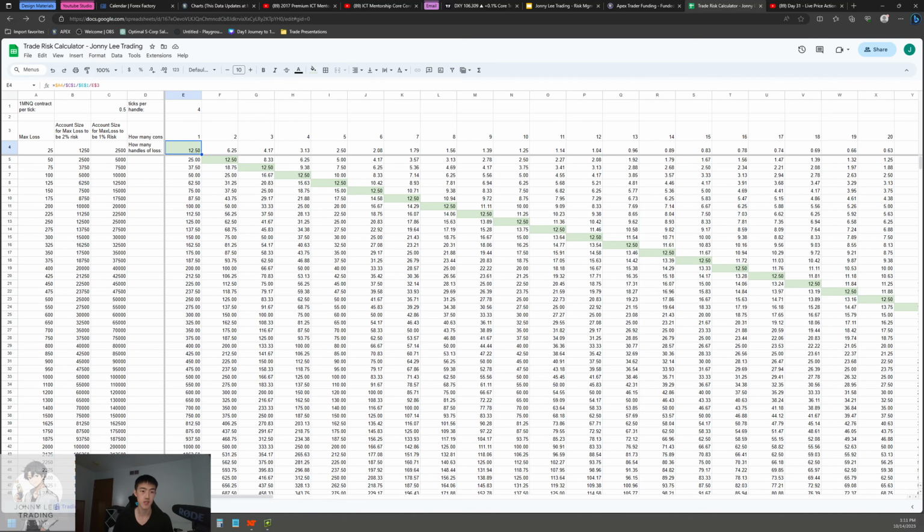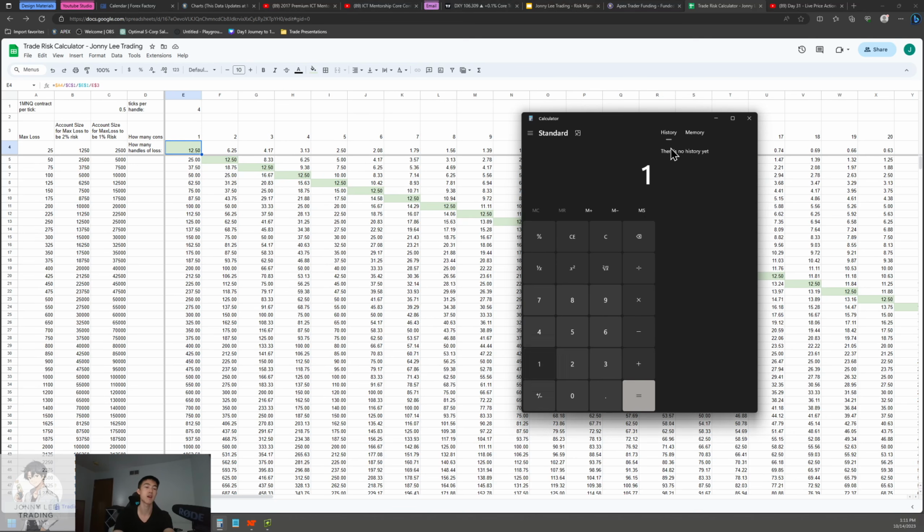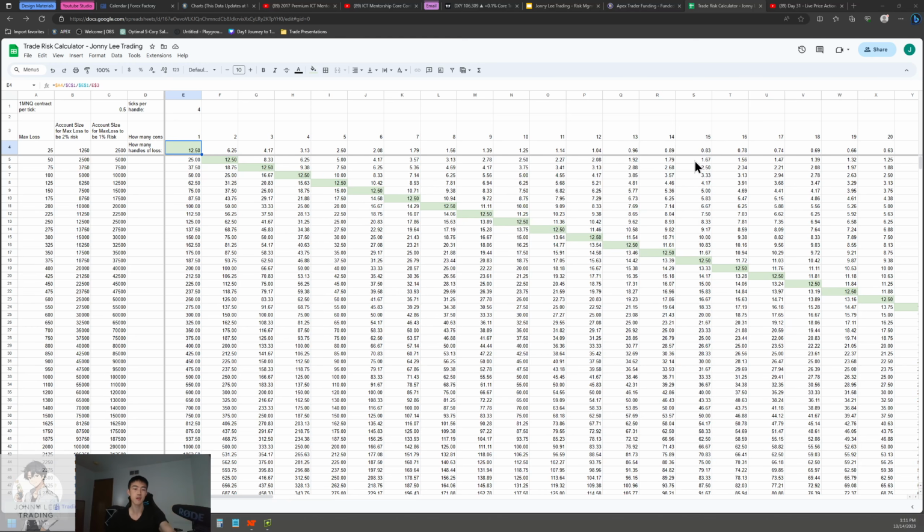So if you take 12, how many ticks or 25-cent increments is that? 12.5 times 4. That's a 50 tick stop loss. You can use 10 points if you don't want to make your stop loss so big, and you can also change all these values to calculate depending on what is there.